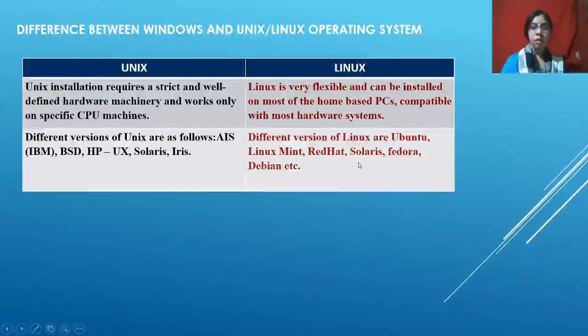Okay. As you all know, you have practicals based on the Unix Linux operating system. So in your practical, we are going to use any one of these operating systems from Linux. So I hope you all understood this topic, and thank you.